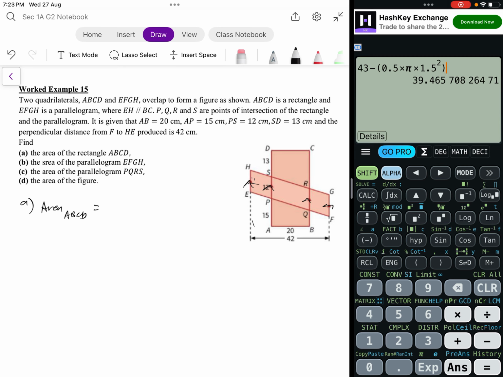So your total length, we know that this is 13, this is 12, this is 15. So the length of the rectangle is 13 plus 12 plus 15, multiplied by 20. So 20 times 13 plus 12 plus 15. 20 times, add together, 40. 800 cm square. This is 15.